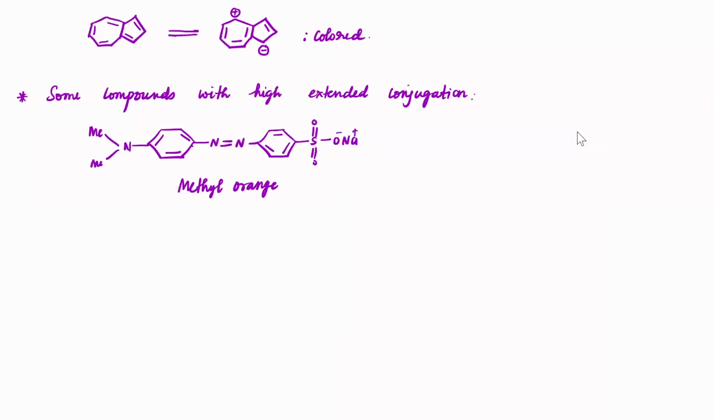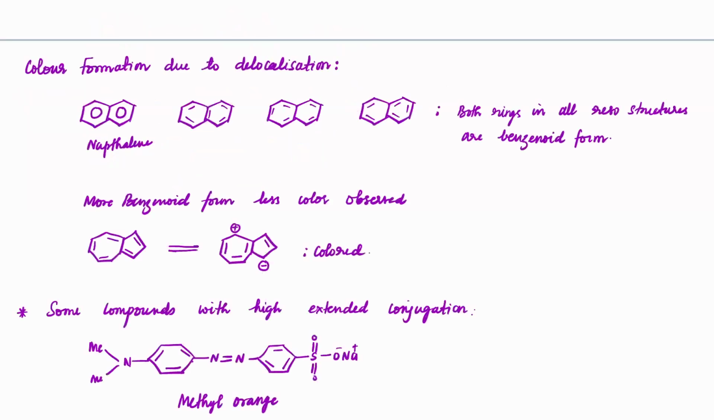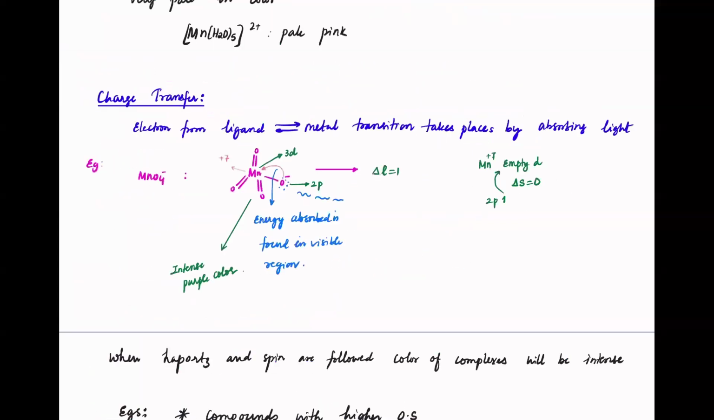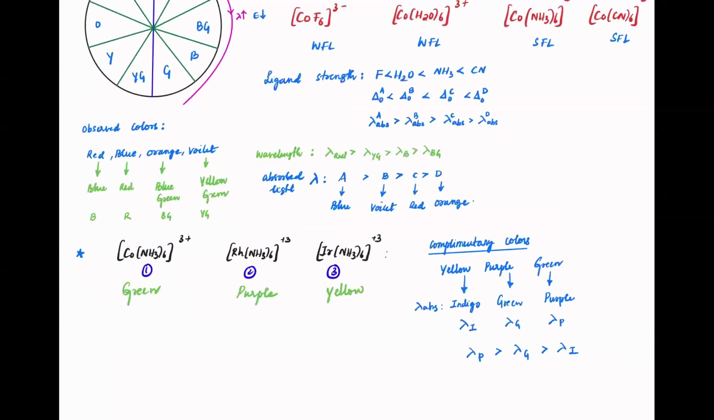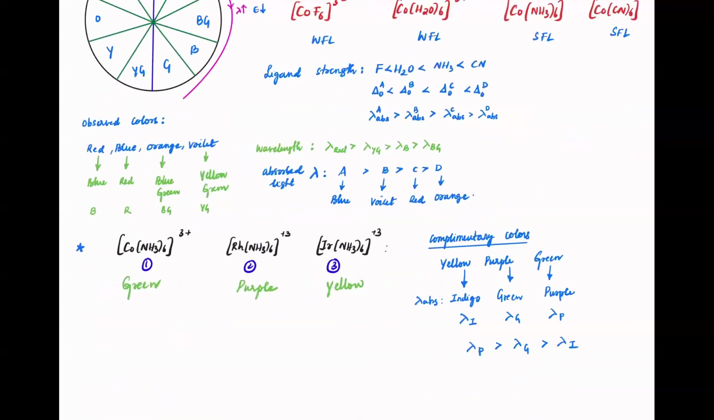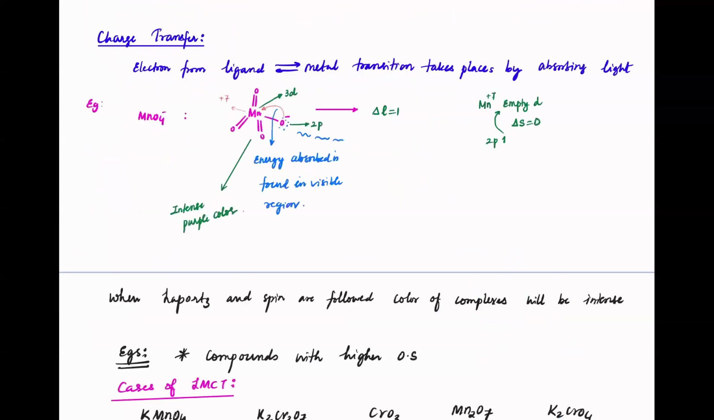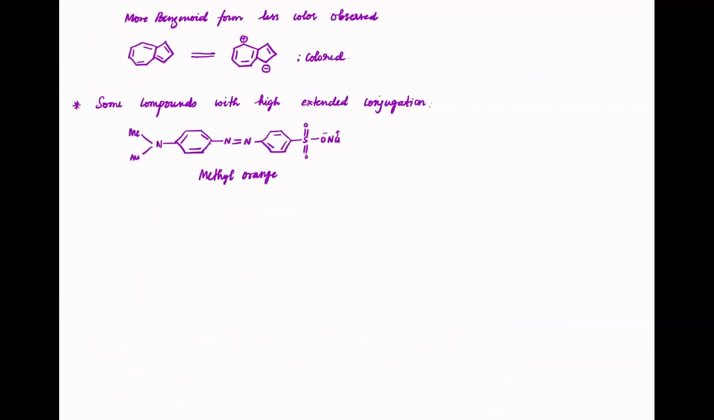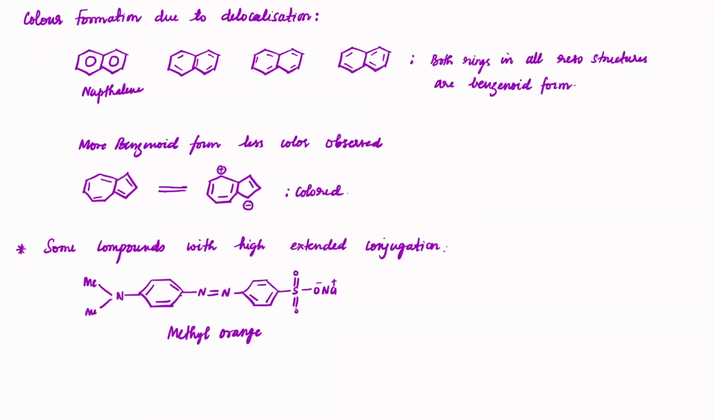Same goes with phenolphthalein also. Phenolphthalein will also show color because of its conjugation. Okay. So I hope all of you got some idea about how the colors are. You know, what is a color wheel, how the charge transfer happens. So these are some important fundamentals you need to learn from complexes point of view. Okay, right.